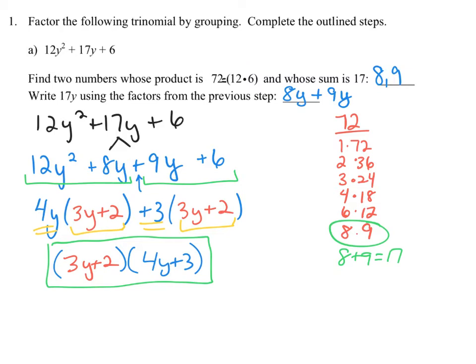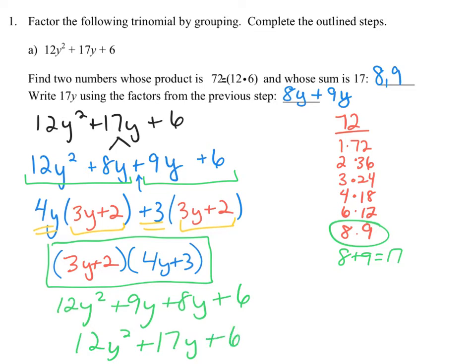Now let's check to make sure that we have the right combination of factors. 3y plus 2 times a factor of 4y plus 3. Using the FOIL step, 3y times 4y is 12y squared. The outer 3y times 3 is plus 9y. The inner plus 2 times 4y is plus 8y. And the last is plus 6. By combining the middle terms, we get 12y squared plus 17y plus 6, which was our original polynomial.